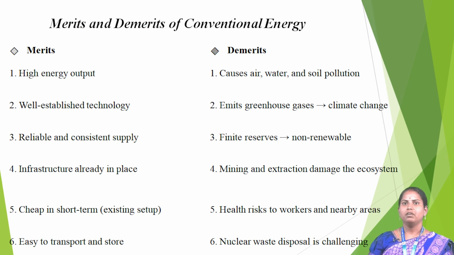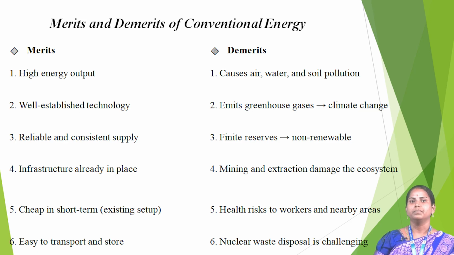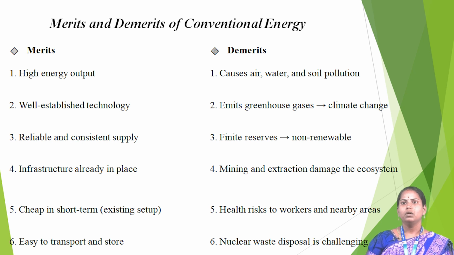Merits and demerits of conventional energy. Merits: high energy output, well established technology, reliable and constant supply, infrastructure already in place, cheap in the short term. Demerits: causes air, water, and soil pollution, emits greenhouse gases causing climate change, finite resources and not reliable in the long term, mining and extraction damage the ecosystem, health risk to workers.